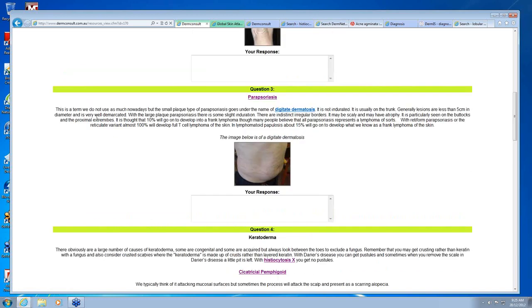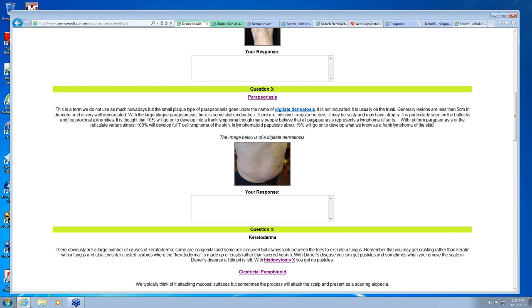We've said here that they're usually well demarcated. Well demarcated lesions usually suggest malignancy, whereas dermatitis and the like usually has a very diffuse edge. There's another variant called large plaque parapsoriasis, and it's been said that this type is more likely to go on and develop into a cutaneous T-cell lymphoma. It's thought that about 10% of cases will develop into a frank lymphoma, but as I said, there are many people who believe that all parapsoriasis represents a lymphoma of sorts.